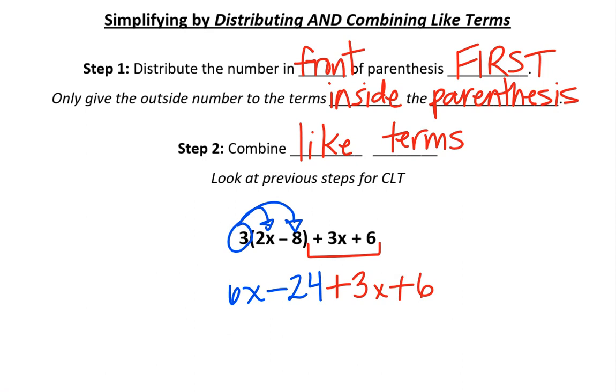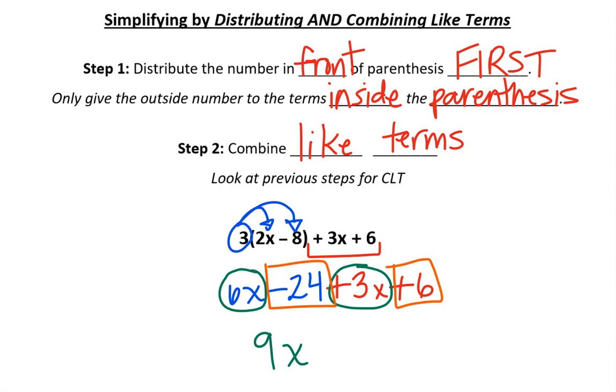So I did step 1. Now I need to do step 2. Step 2 says that I need to combine like terms. So I'm going to circle my first term, which is 6x, and I can combine that with this plus 3x. So 6x plus 3x gives me 9x. My next term is this negative 24. That is a constant. My other constant is this plus 6. So negative 24 plus 6 gives me negative 18. So my final expression is 9x minus 18.